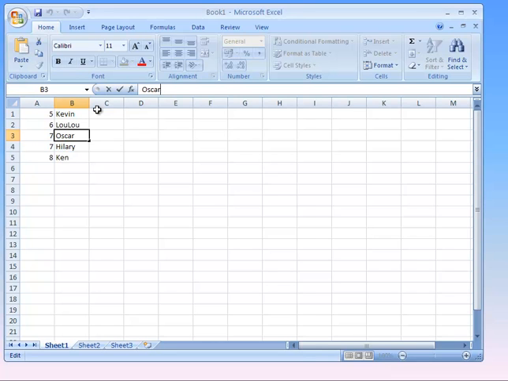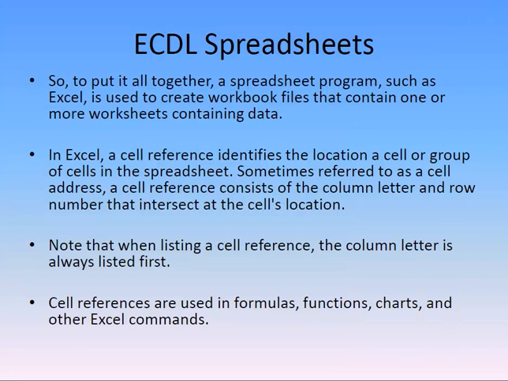We call this the cell reference, or also the cell address, and that is quite an important thing to know when we are working with spreadsheets. Note that when listing a cell reference, the column letter is always listed first. So you would give the letter, then the number. You use references quite a lot in formulas, functions, charts, and quite a few commands, so it's quite important to be familiar with the cell reference.